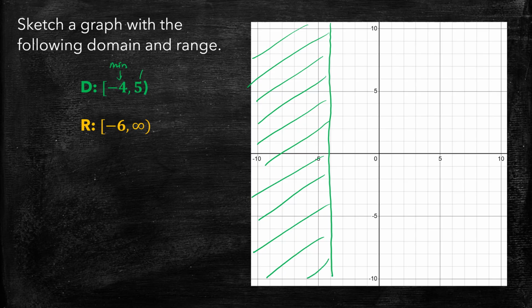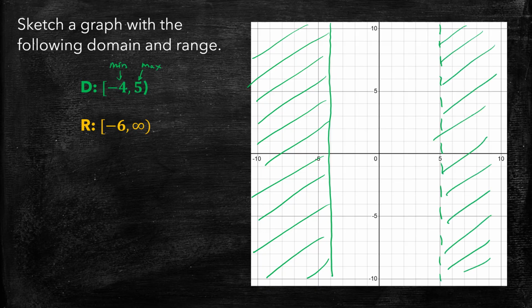And what about the maximum value? Well, it can't really achieve a max of 5. It could be 4.999 or very close. So I'm going to put a dotted line there and know that my graph can't have a point on that line or beyond. All right, now let's do the range. The range minimum y value is -6. Solid line, because it could be -6. I'm going to cross out this area, and it can go anywhere to infinity.